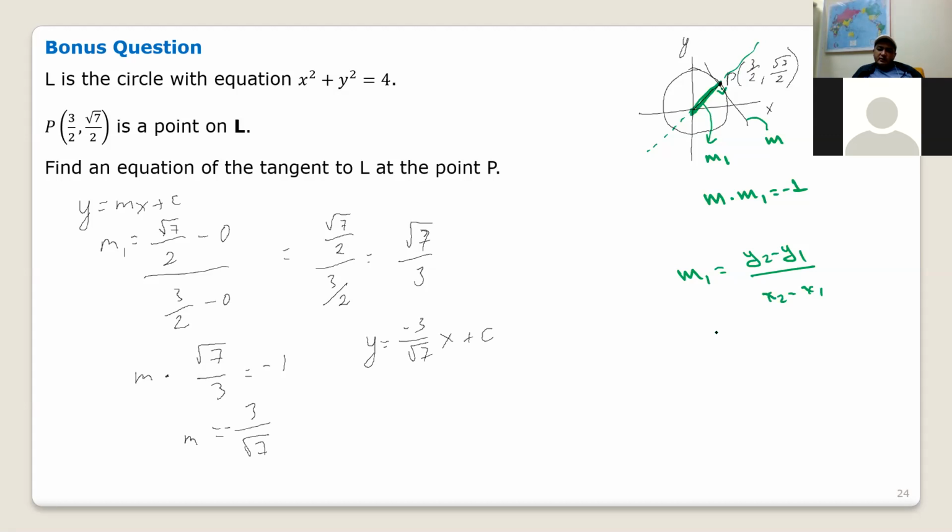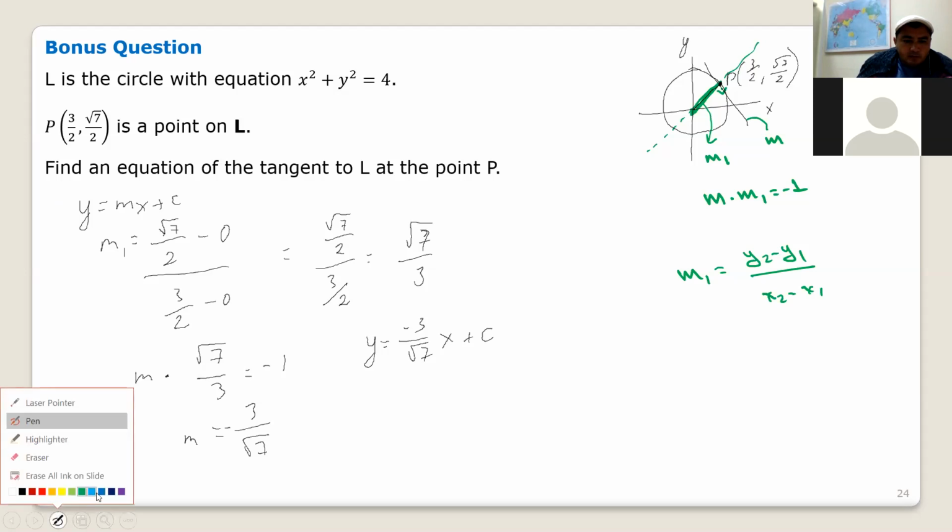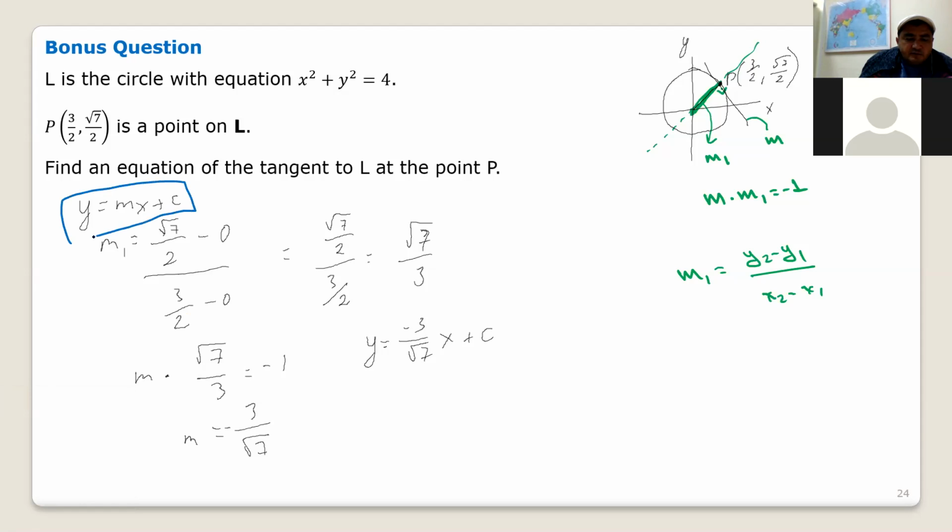Using the coordinates of P, right? Since it is passing through the point P, that's 3 over 2 and square root of 7 over 2, must satisfy the equation. Yeah, but how does that relate to c? This is the equation of the tangent line, right? The tangent. Yeah. So now we know m, is it?